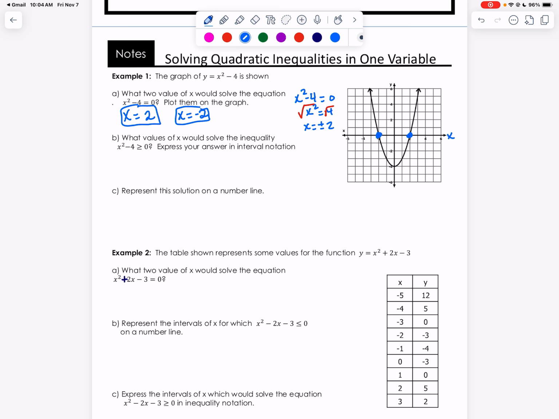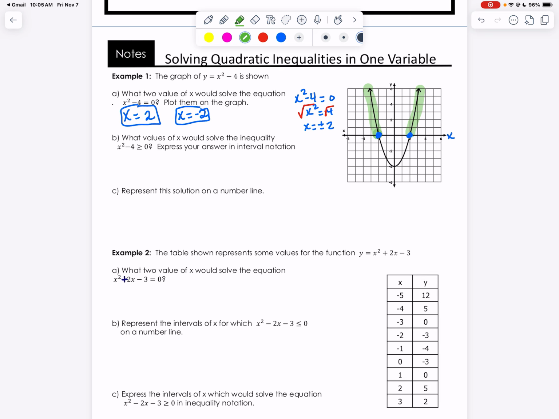In part B, though, we want to know what values of x would solve the inequality x squared minus 4 is greater than or equal to 0. So looking at your function, we want to know, when will this U shape be greater than or above the 0? It's pretty clear to see that on this side we're above 0, but notice we also have another place where we're above 0 on the left side.